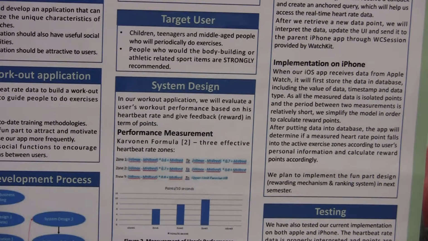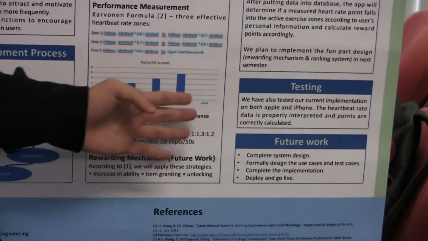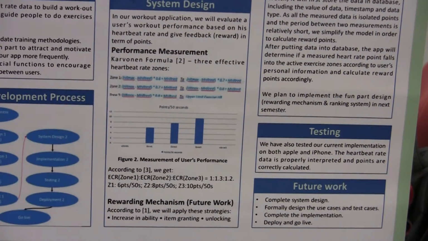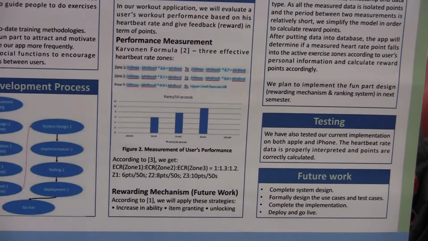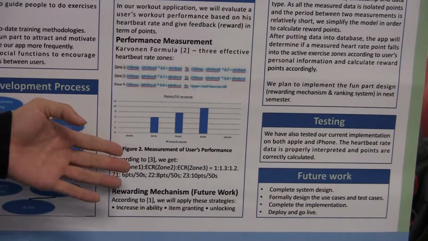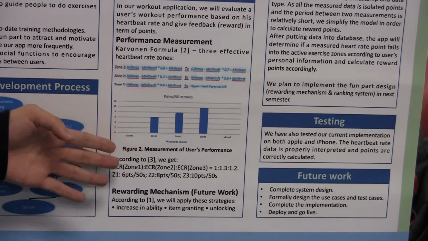In other words, if his heartbeat rate is lower than the lowest threshold or higher than the highest threshold of the zone, we think his exercise is not effective. In the Karvonen formula, we decide the 3 zones mainly by the user's age, the user's heartbeat rate when he gets up, and some other constants. And you can see that we will give some reward points for each heartbeat zone, and give 0 marks if in other zones.